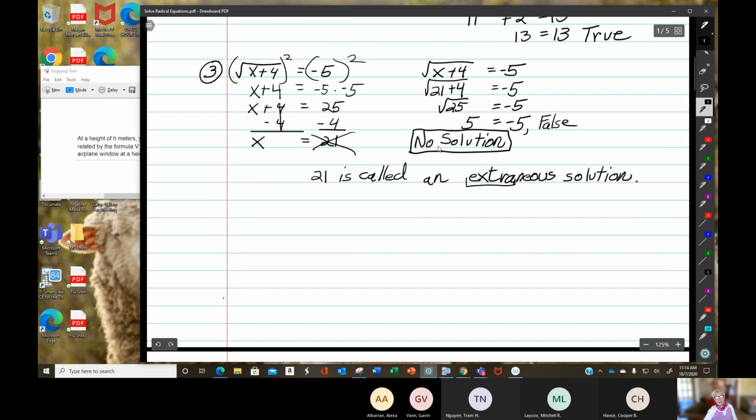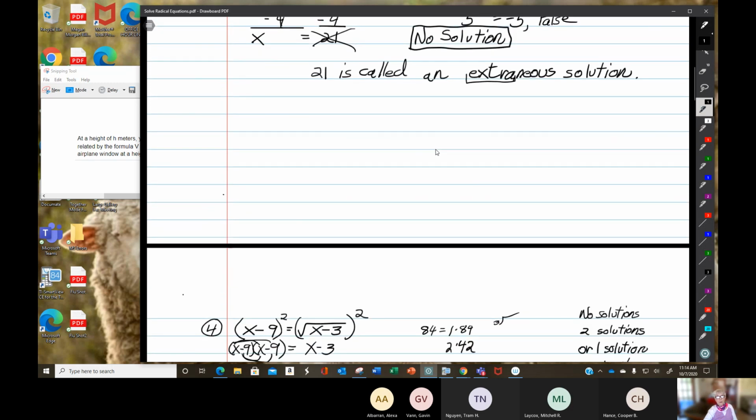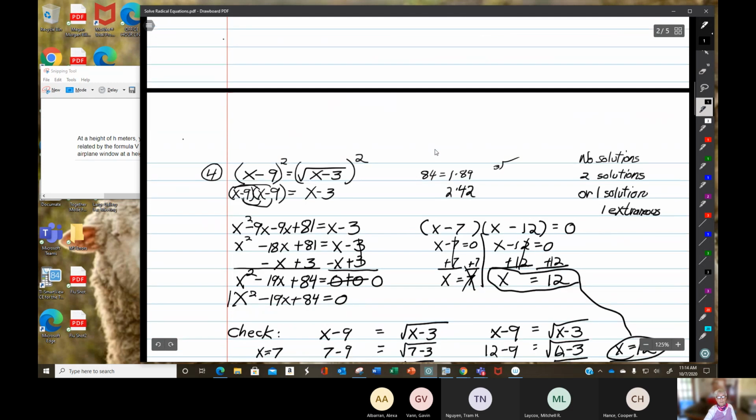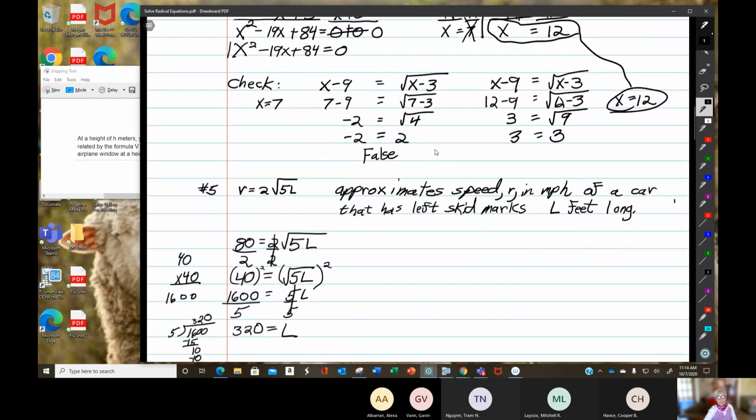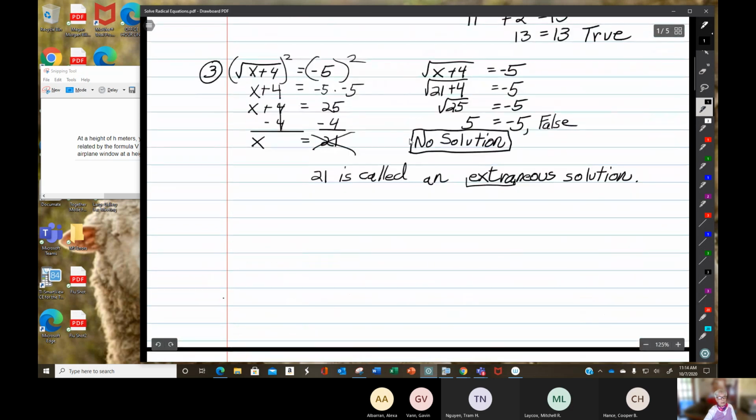Sometimes you will get no solution. None of your answers will give you a true answer. Sometimes both answers give you a true answer. Most of the time, it's one of the answers or the other, which is why you have to check your work. Be careful when you're squaring a binomial. Remember, they're not conjugates like yesterday.